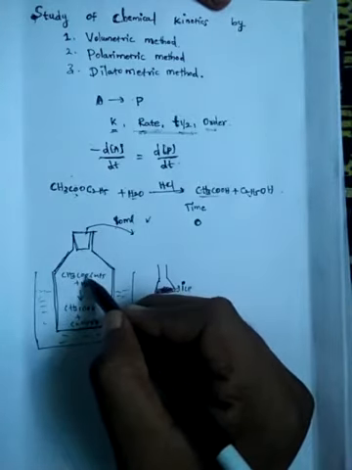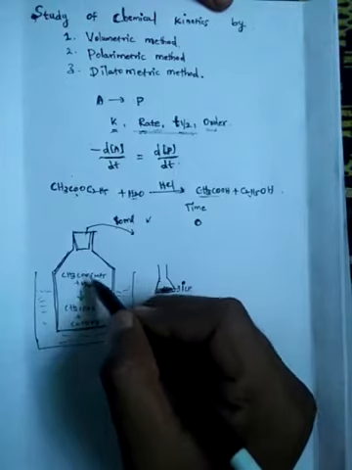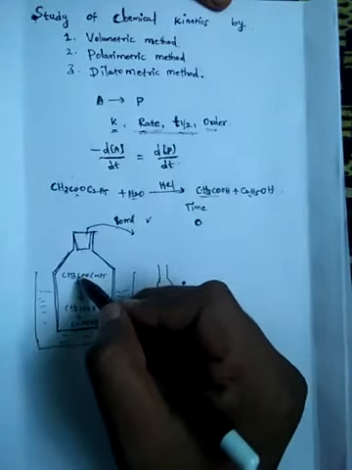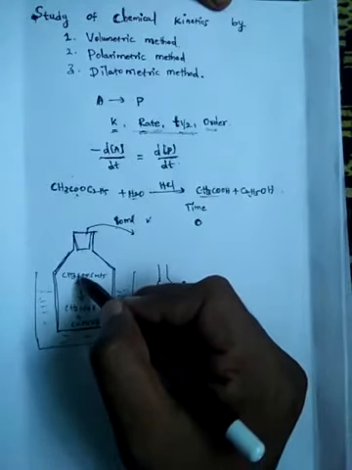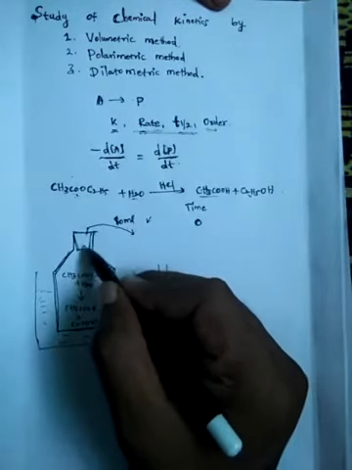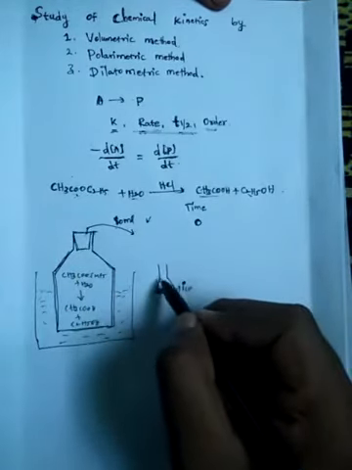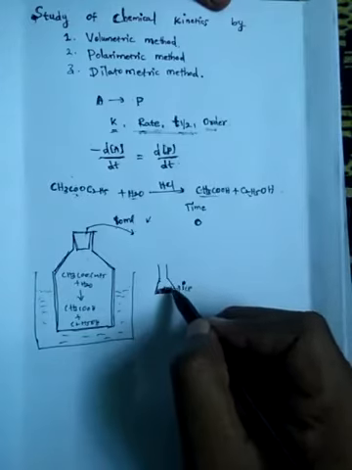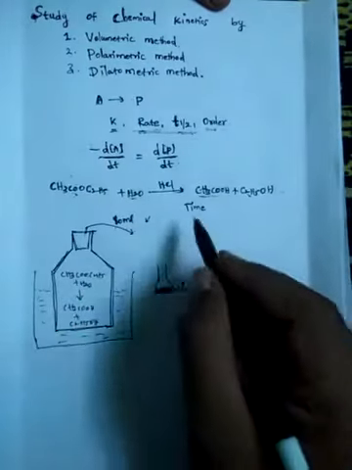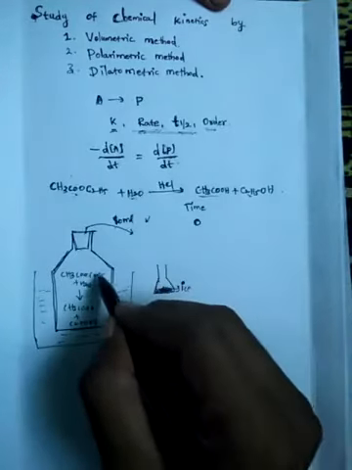Literally the molecule should not react, but a few molecules might have reacted, but that doesn't matter. We have to accept it. So some 10 ml of the reaction mixture is taken out and transferred into a conical flask which already contains ice to arrest or stop the reaction. So at zero time I'm taking out the reaction mixture.